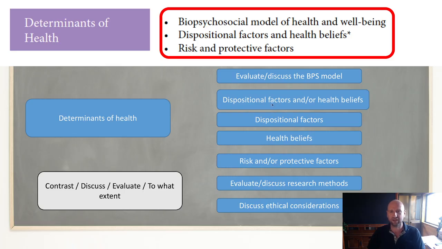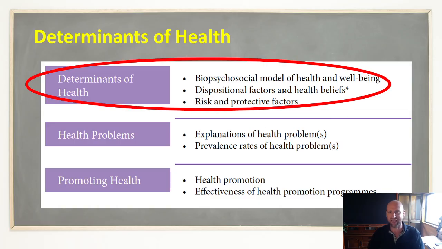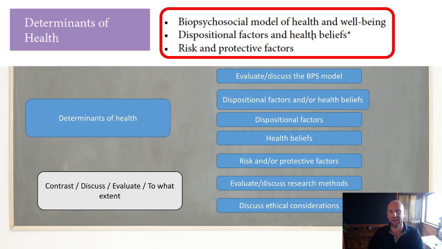Determinants of health. So we've got dispositional factors and or health beliefs. So if we just come back, it's important to note with this little star here, and this is explained elsewhere, this is one of the 3 topics in the guide where these 2 might be separated. So risk and protective factors should always be asked risk and or protective factors. But this one has been highlighted in the IB Psychology Guide as one of the few that you could be asked dispositional factors only or health beliefs only or both.